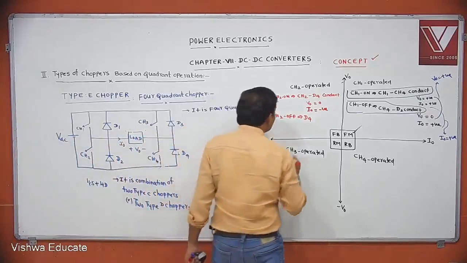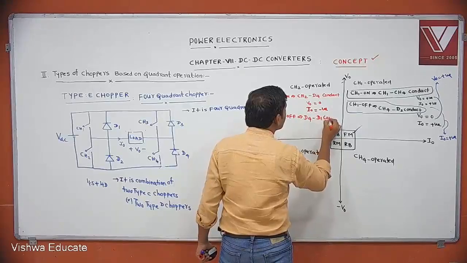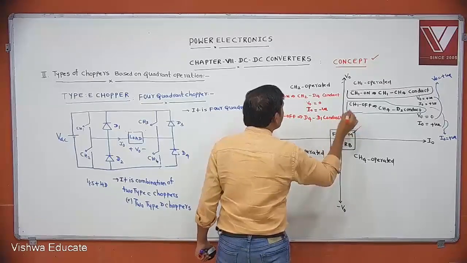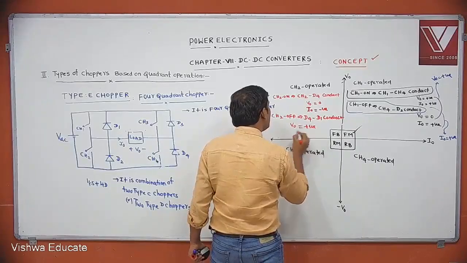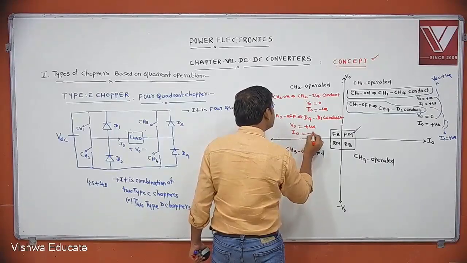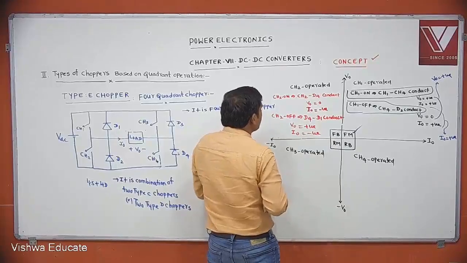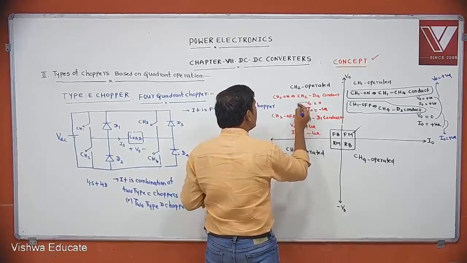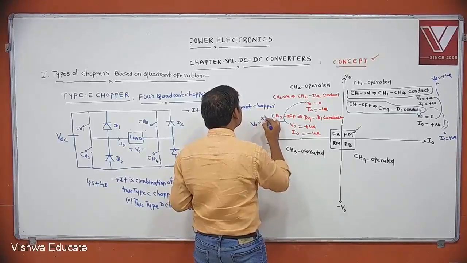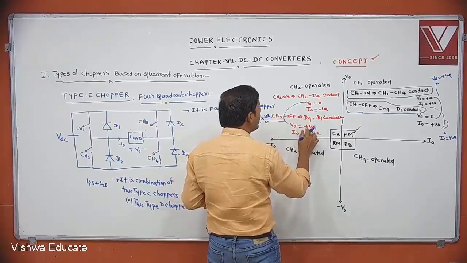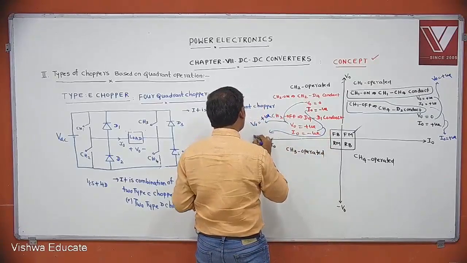Sorry, CH2 is off. D4 and D1 will conduct. If D4 and D1 conduct, what is V0? Positive. What is I0? Negative. Resultant V0 is positive, and resultant I0 is negative.